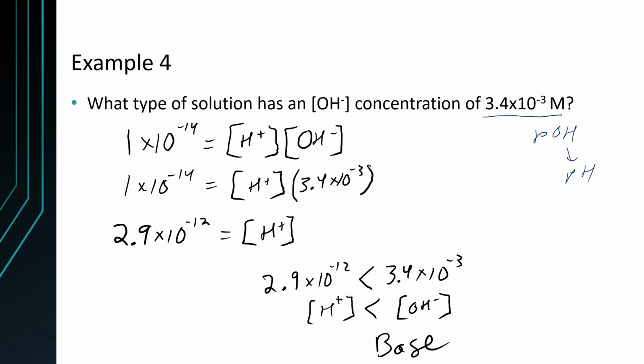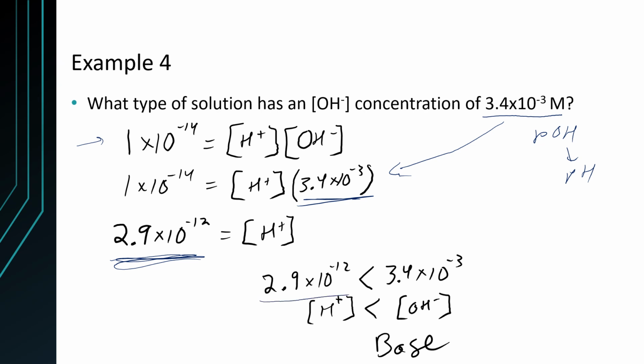All right. I can use this equation here, the Kw expression. 1 times 10 to the negative 14th is equal to the hydrogens times the hydroxides. I can plug in my hydroxide concentration here and then divide both sides by the 3.4 times 10 to the negative 3. That will get the hydrogen ion by itself, and I wind up with 2.9 times 10 to the negative 12. Well, what I can do is I can compare these 2 values.